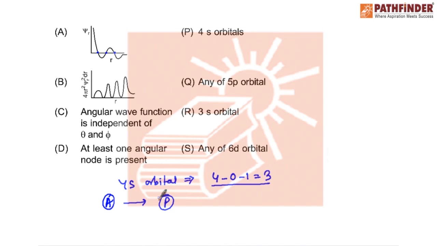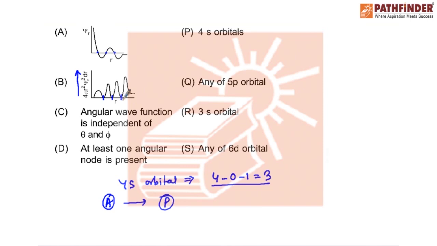Now moving to the next one, B. See, in B also they are plotting the radial probability density versus the distance from the nucleus. Here also, first, second, third, 3 nodes are present.